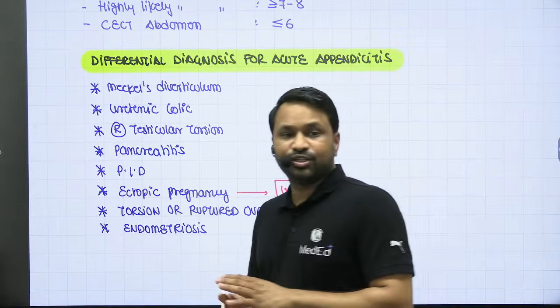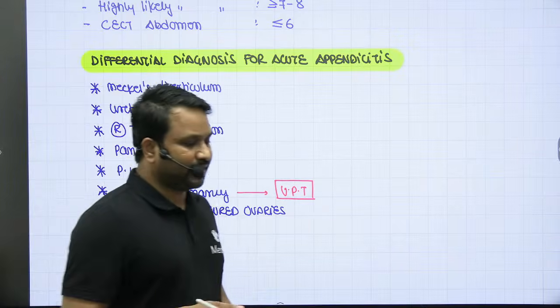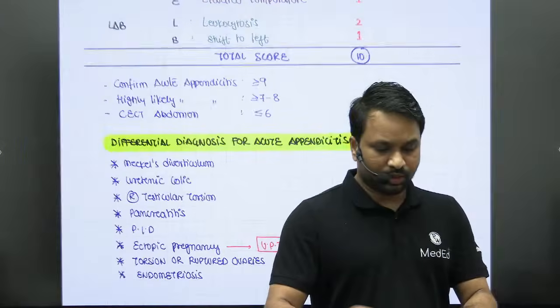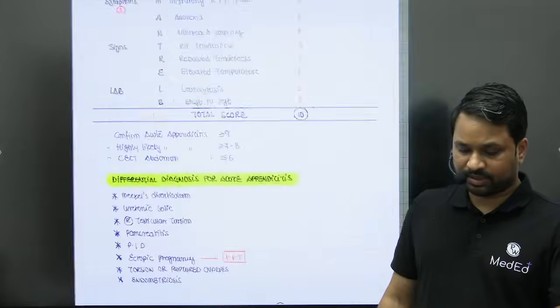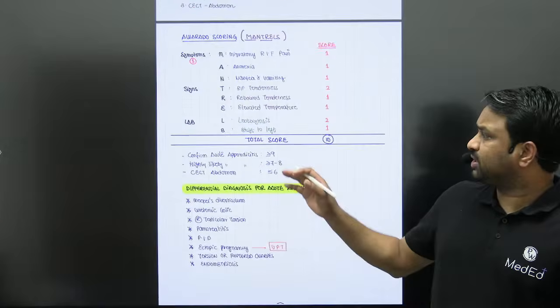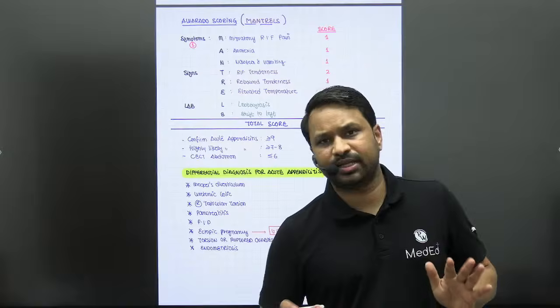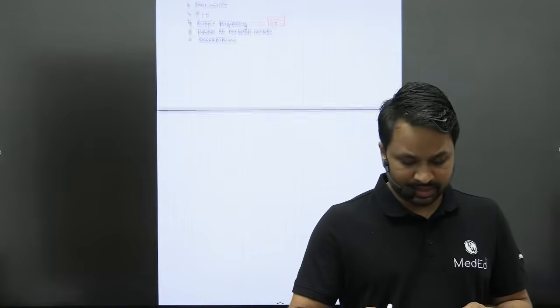So these are the differential diagnoses of acute appendicitis that you should mention when you're going with the investigatory approach. Okay? Basically, cross-sectional imaging is going to rule out all these components, and then you will confirm that the patient has acute appendicitis, right?